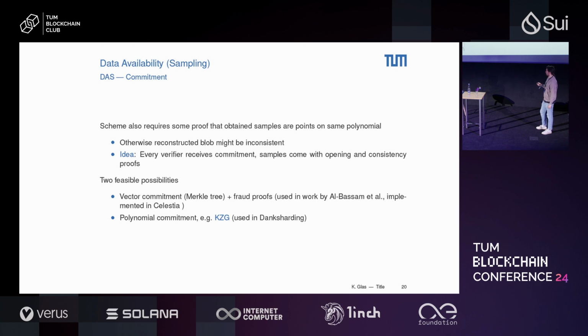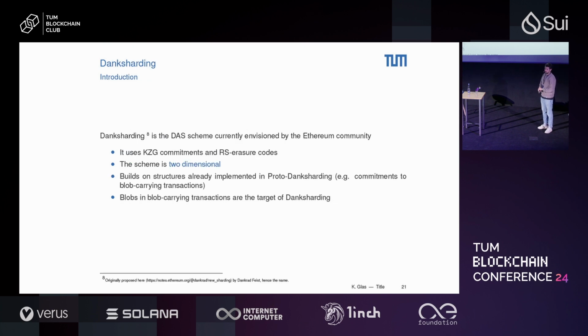Now, there are two feasible options here. The first one is vector commitments, so Merkle trees plus fraud proofs. That's used in the Al-Bassam paper and also now implemented in Celestia, for instance. And then we can use polynomial commitments, namely KZG commitments, probably the most elegant way, and those are used in Danksharding. Now, let's finally talk about Danksharding after we've introduced those basic ideas.